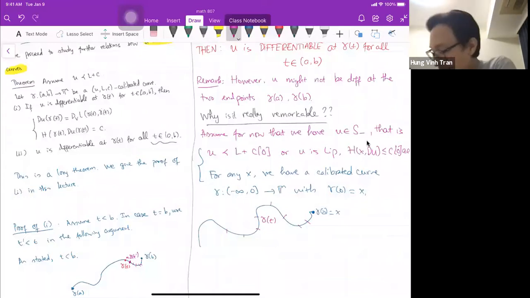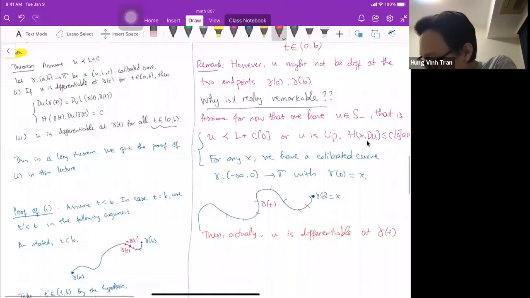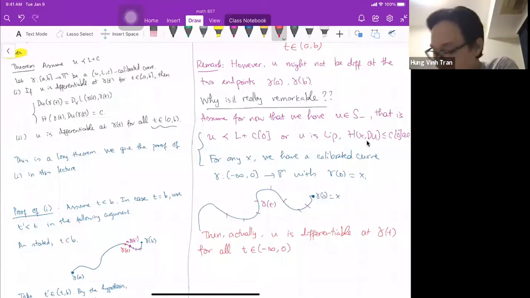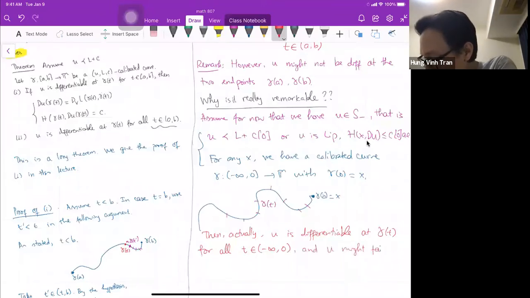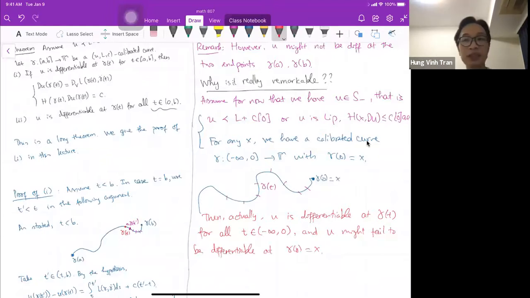Then actually u is differentiable at gamma t for all t from minus infinity to 0, excluding 0, and you might fail to be differentiable at gamma 0 equals x. So it might fail to be differentiable at the endpoint.